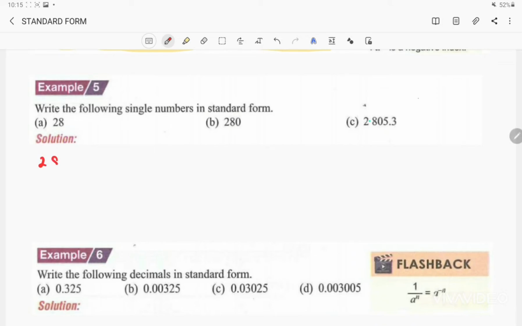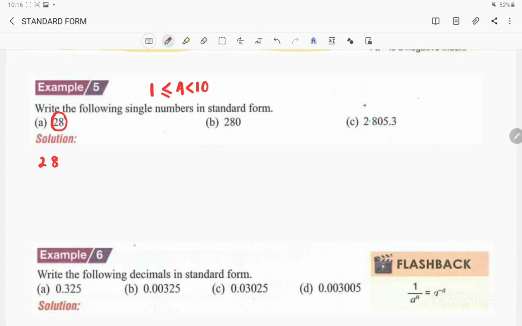You have 28. And this value, 28 ni greater than 1. Okay, so nanti kita akan dapat positive index. In other words, 28 is more than 10. Jadi kita kena tukarkan this number supaya kita akan dapat less than 10. Remember, value A mestilah less than 10. And more or equals to 1.